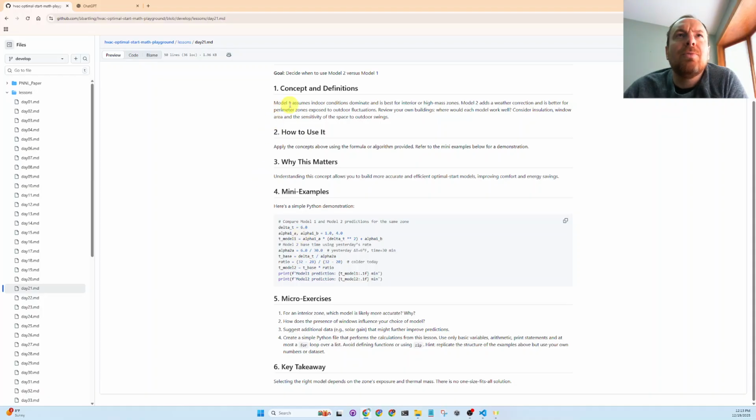Model 1 assumes indoor conditions dominate and is best for interior and high mass zones. Model 2 adds weather correction and is better for perimeter zones with outdoor fluctuations, which definitely happens. Perimeter zones are usually worst case scenarios. Review your own buildings: where would each model work well? Consider insulation, and so on. So here we are on model 1 and 2 predictions for the same zone.